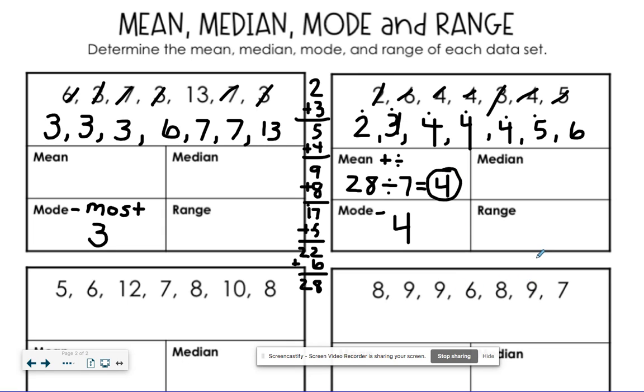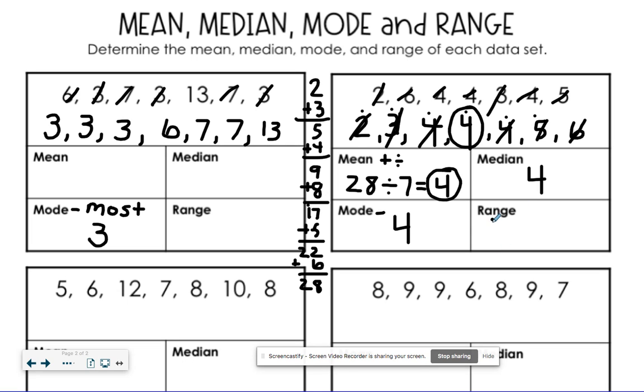My next one's going to be my median. Median is when you find the middle. So I can cross out as I go 2 and 6, 3 and 5, 4 and 4, and I was left with a 4 in the middle. Since I had an odd number of data, I did get a middle number. If you have an even number of data, then you got to keep going till you can find a middle. Sometimes it's going to be an easy amount. Sometimes it's going to take you a little bit more work, like I showed on the first screen.